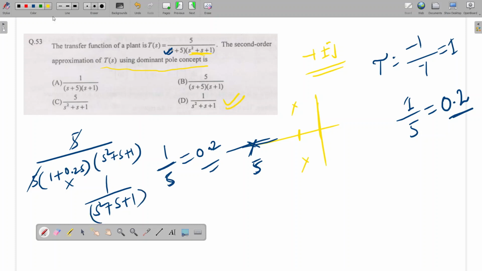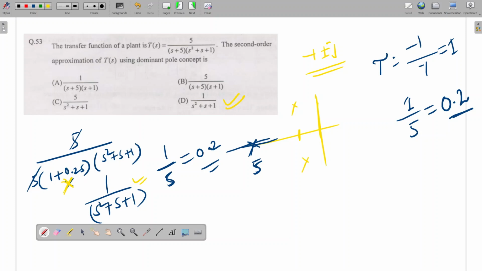Is it clear to all? What mistake will we make in this kind of question? We will directly discard this factor in its actual form, and then the answer will be 5 by S square plus S plus 1. This is not the correct option. So first we have to convert into the time constant form, then we can neglect the insignificant pole.